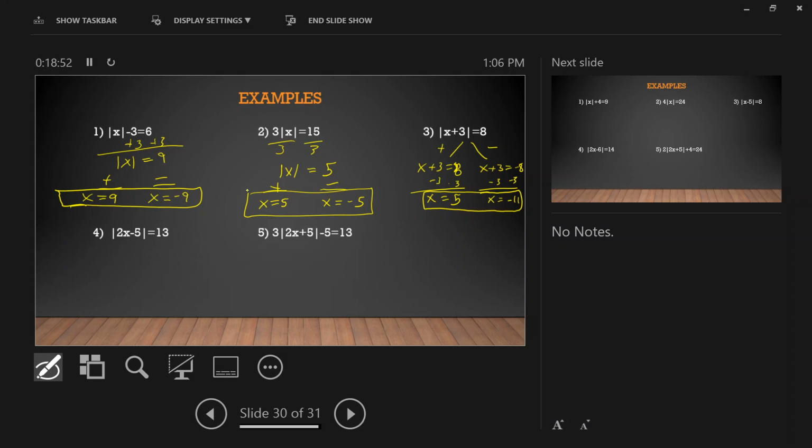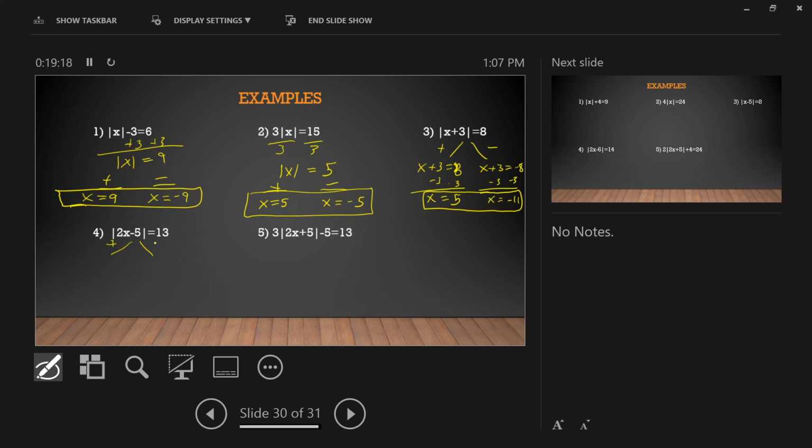All right, let's do 2 more here together. And then I'll cut you loose on some for yourself. So number 4, we have absolute value of 2x minus 5 equals 13. Is the absolute value on a side by itself? It is. Okay, there's nothing outside of it hanging around with it. So we're ready to split. Let's go ahead and split this guy.